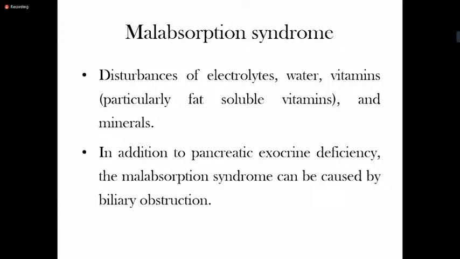In addition to pancreatic exocrine deficiency, the malabsorption syndrome can also be caused by biliary obstruction. Okay? When it is biliary obstruction, it is mainly a fat malabsorption. It's because the bile components contain bile acids, which increase uptake of lipids. Bile acids increase breakdown of lipids, and we can absorb the lipids.